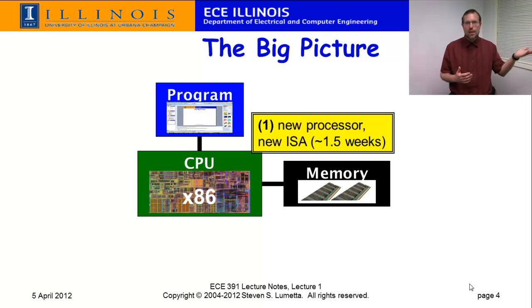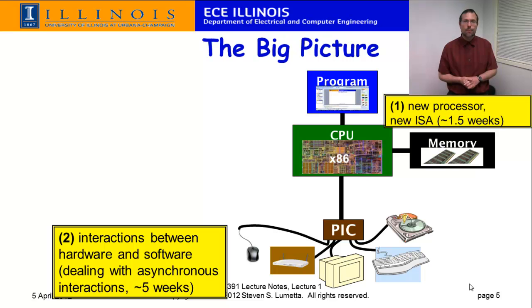Here, this picture has some memory connected to the processor as well as a program running on it. So we'll introduce the ISA and allow you to write some code with it to interact with the real-time clock inside Linux, and that'll take about a week and a half. So that'll be the first part of our course.